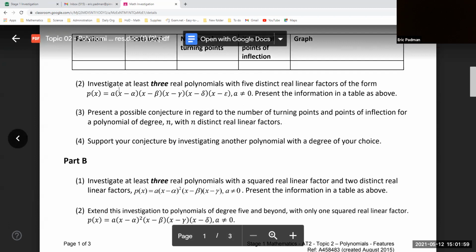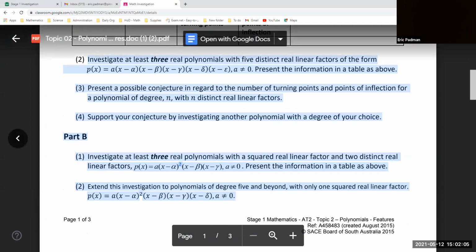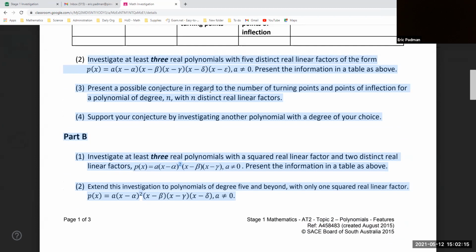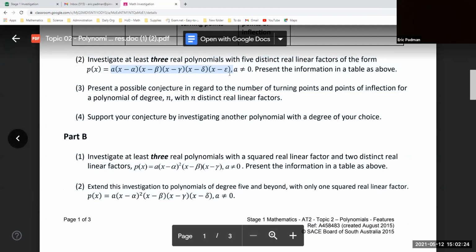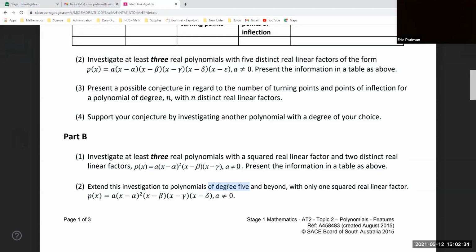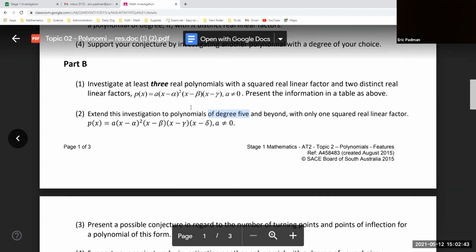Could it be, if they have these sorts of relationships, could it be the order of the polynomial is equal to the maximum number of factors, then 1 less for the number of stationary points, and 2 less for the number of inflection points? Because what we're seeing is if we have an order 4 polynomial, we can have 3 stationary points and 2 inflection points. If we have a degree 5, we have a maximum of 5 linear factors, 4 stationary points, and 3 inflection points. That might be something that you observe. If you observe it, you can write it down and you can make that conjecture.